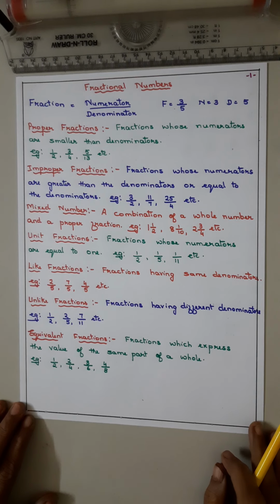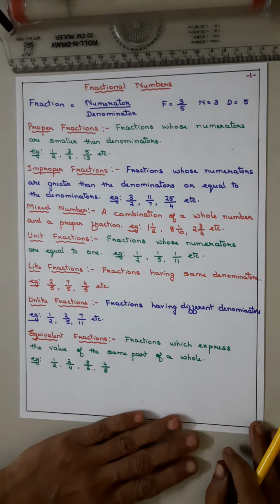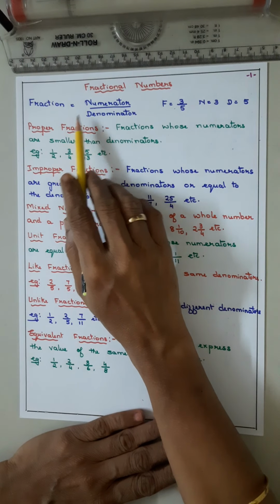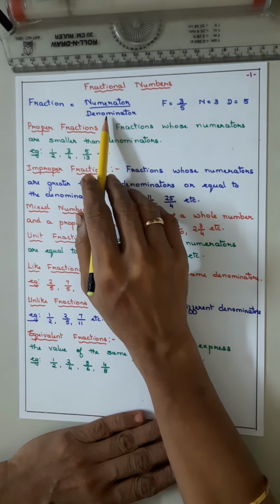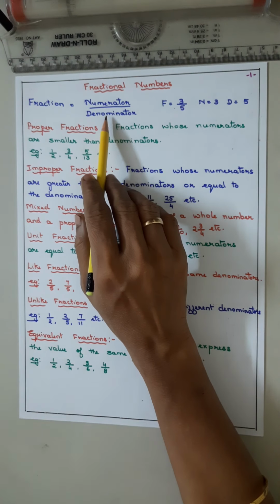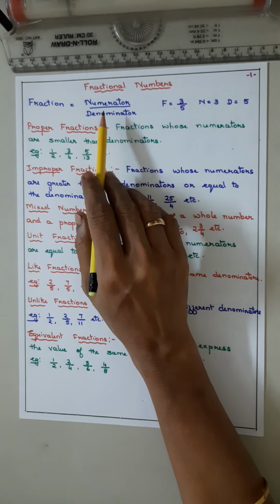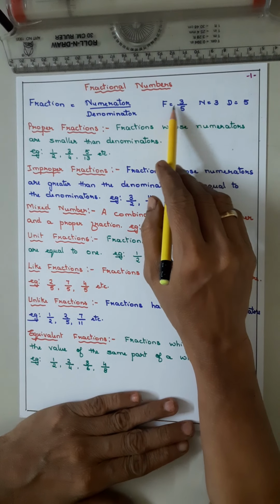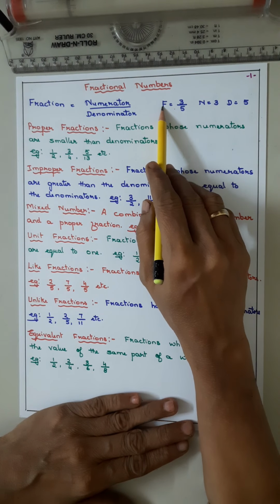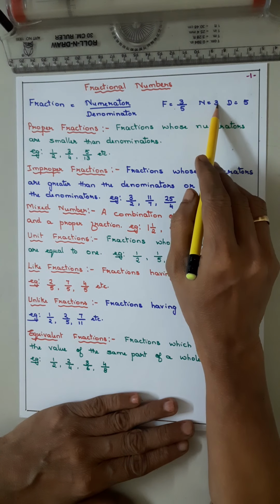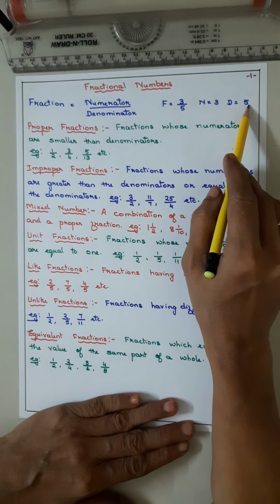Hello, 5th standard students. Today we will study the topic fractional numbers. You have studied about a fraction. A fraction consists of a numerator and a denominator, isn't it? Fraction means a numerator and a denominator. So 3 by 5 is a fraction. In this, the numerator is 3 and the denominator is 5.